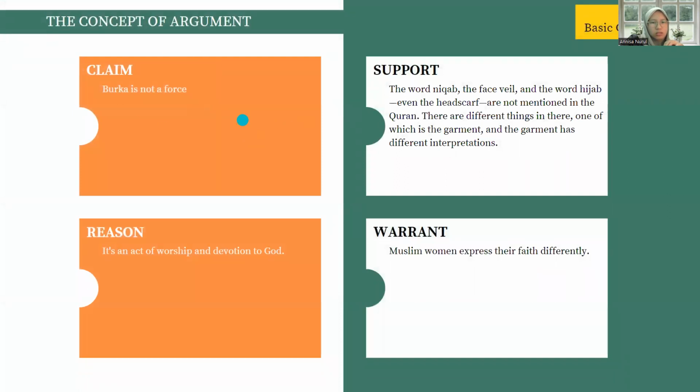Now, this is the complete one, which has the claim, support, reasons, and warrants. For the claim, we have the burqa is not a force. Why? Because it's an act of worship and devotion to God. The support here: the word niqab, the face veil, and the word hijab, even the headscarf, are not mentioned in the Quran. There are different things in there, one of which is the garment, and the garment has different interpretations. And then we have the warrant here: Muslim women express their faith differently.